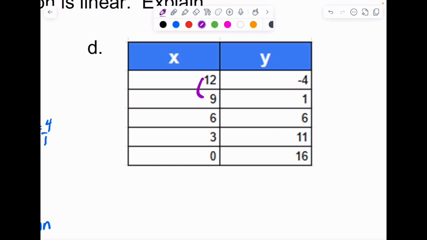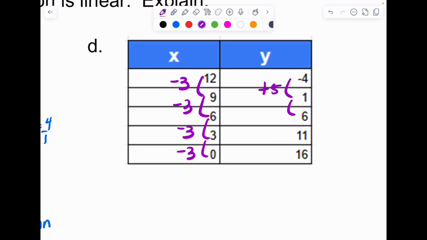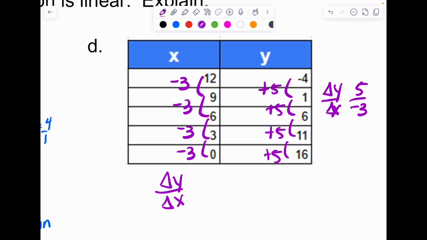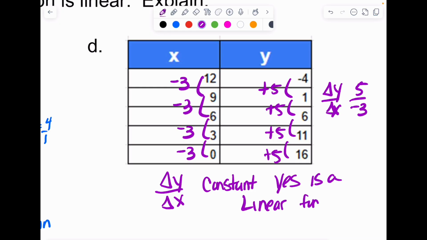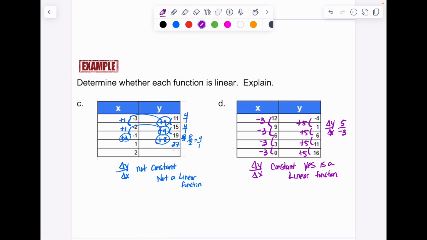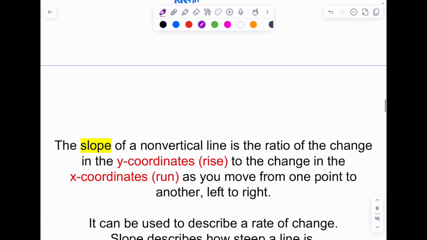Okay, let's check this one out. 12 to 9 is a minus 3. It appears that, yep, I keep subtracting 3 in this x column. Okay, here I'm adding 5, I'm adding 5, I'm adding 5, I'm adding 5. In all cases, my change in y over my change in x was 5 over negative 3. So your change in y over your change in x is constant. Therefore, yes, this is a linear function. Okay? All right, let's keep going.